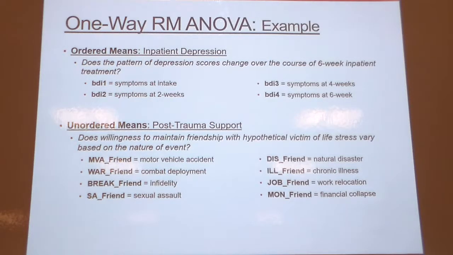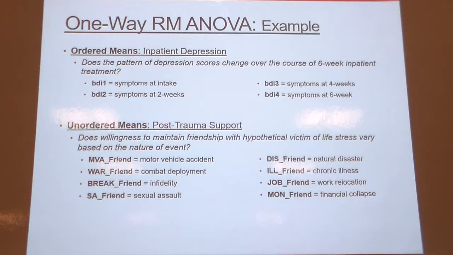So for this first set we're going to look at, what we're interested in is whether or not depression scores, self-reported depression scores, are going to change over the course of 6-week inpatient treatment. So here we go. This is serious mental illness stuff. We've got an inpatient, we've got to give them some treatment. What we want to see is hopefully that we see change in depression scores over the course of intervention, right? And so here are depression symptoms at intake, 2 weeks, 4 weeks, 6 weeks, and hoping to see some sort of change going on there, right?